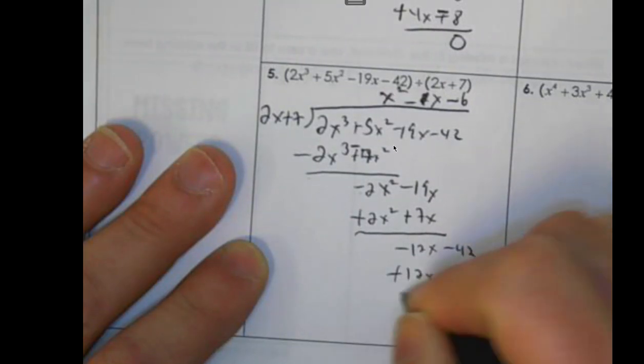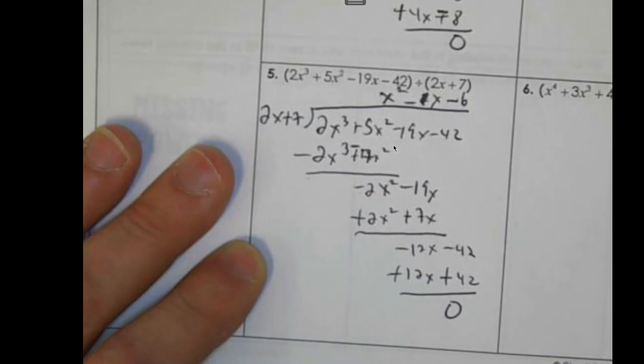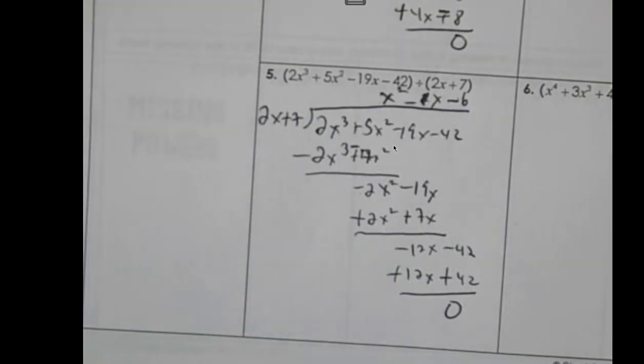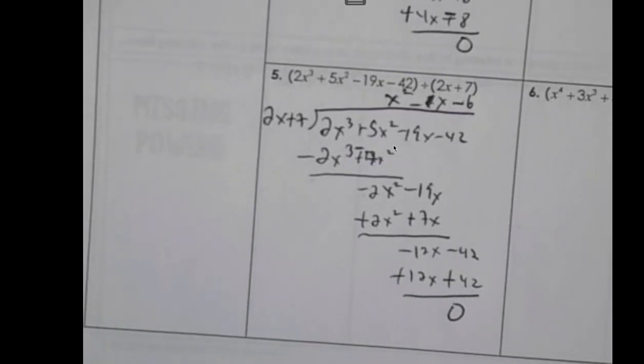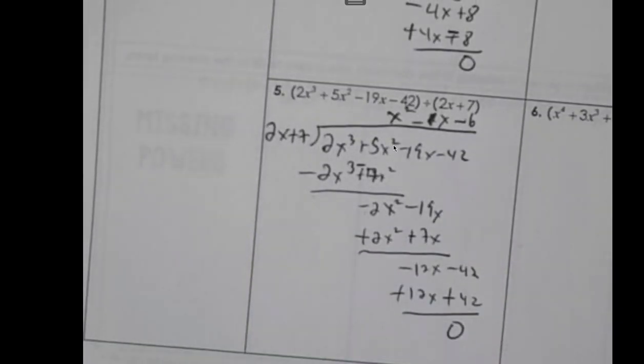And I change my signs. And I get 0. Right? That's how you do that one. Why don't you go ahead and pause the video, and I will tell you in a minute what the answer to number 6 is.